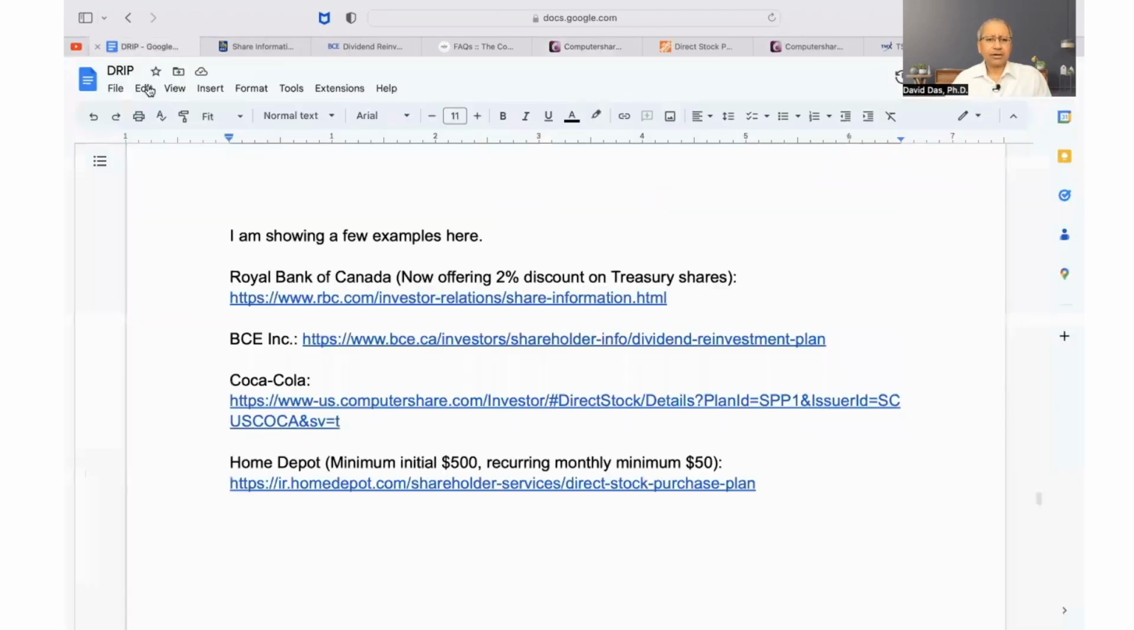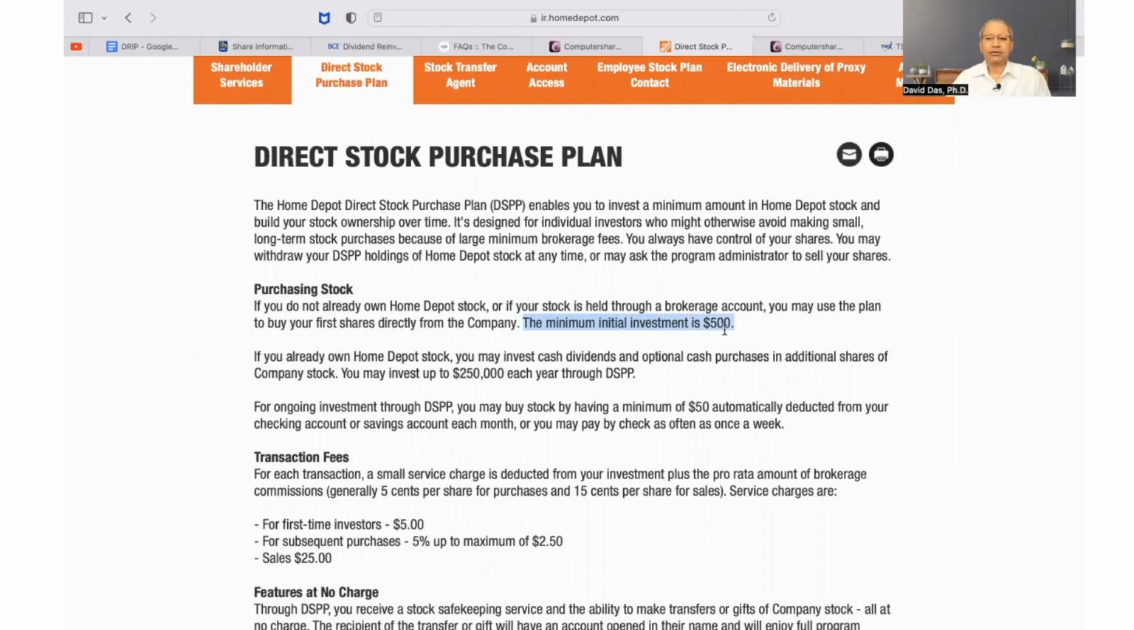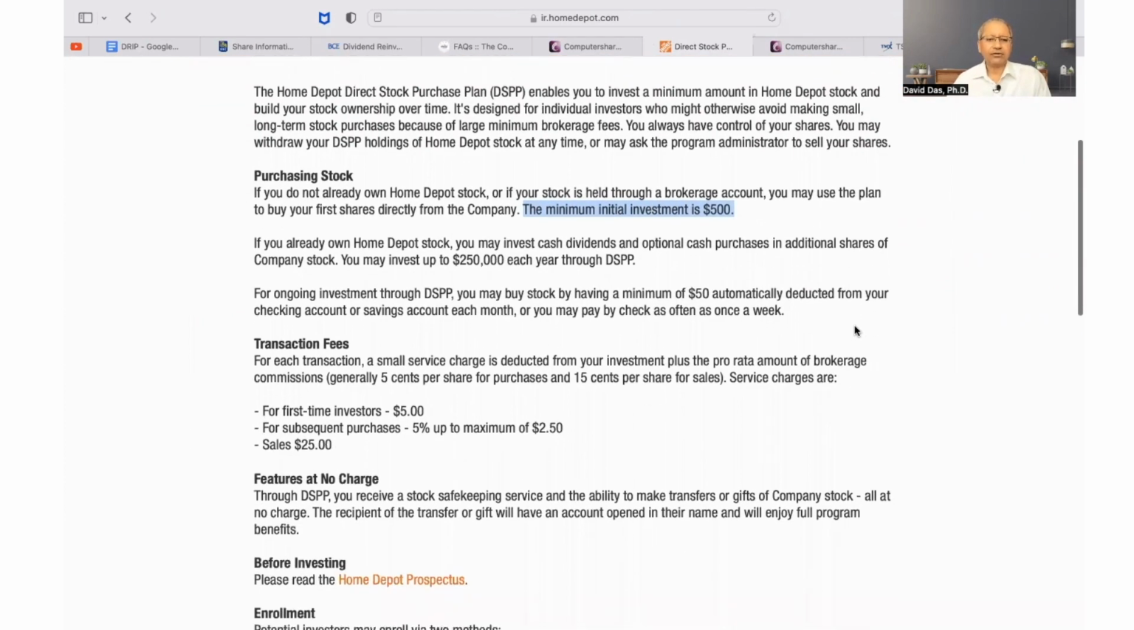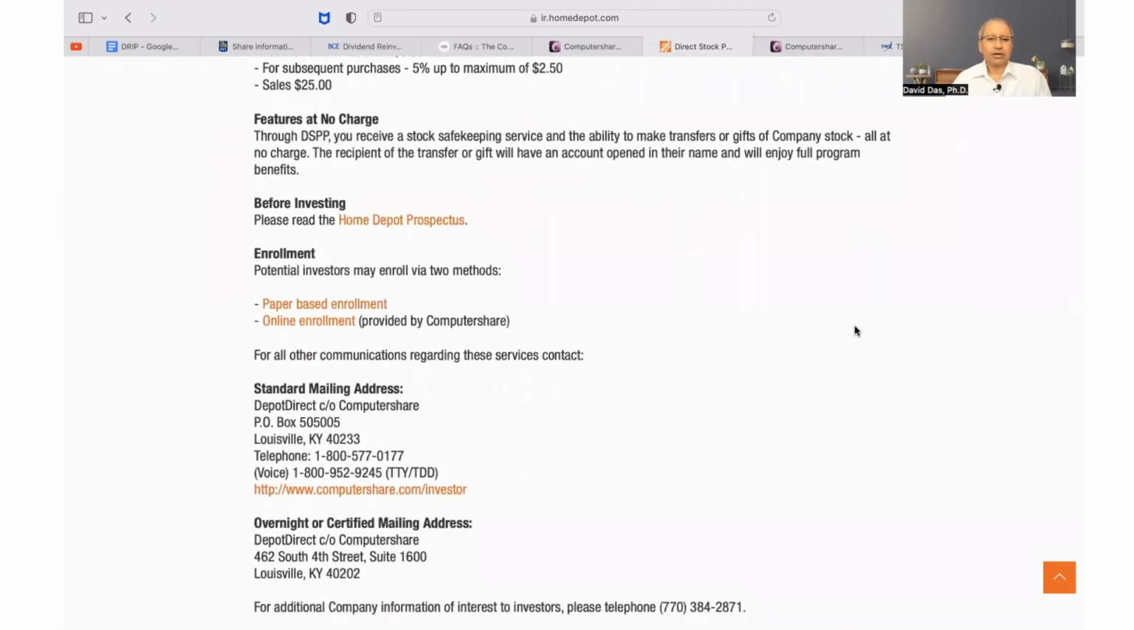The last stock on my list is Home Depot, and I'm going to their investor relations website. Again, it has all the information. The minimum initial investment is $500. It has information about different fees and also their transfer agent, which is Computershare. So all these links will be provided in the description box below.